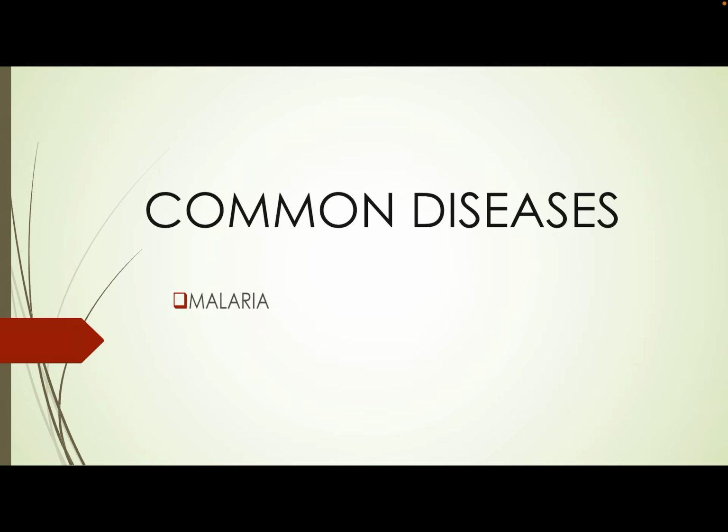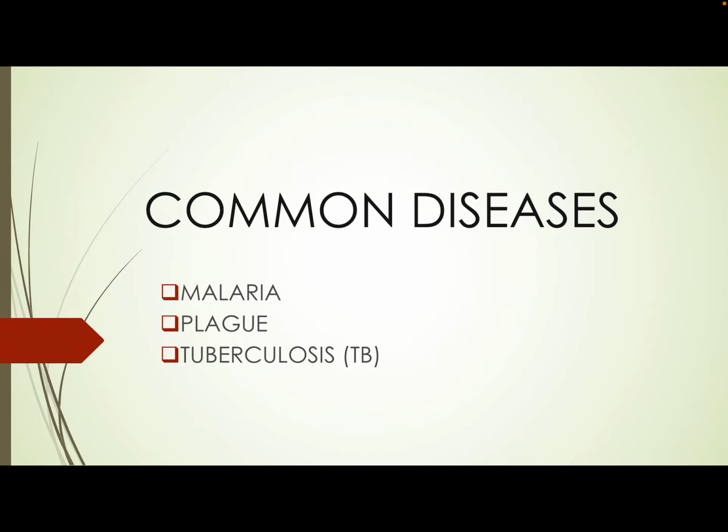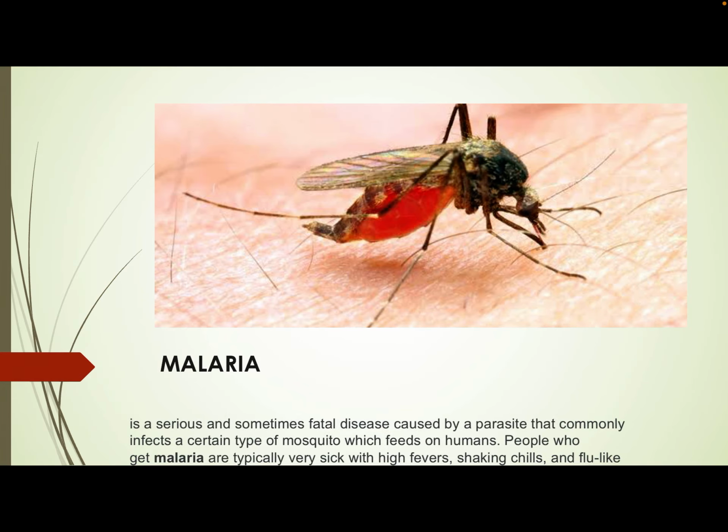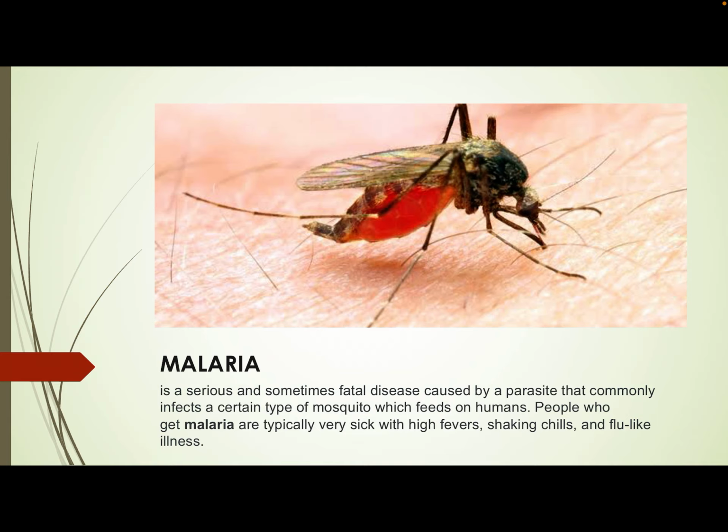Common diseases are malaria, plague, tuberculosis, and syphilis. Malaria is a serious and sometimes fatal disease caused by a parasite that commonly infects a certain type of mosquito which feeds on humans. People who get malaria are typically very sick with high fevers, shaking chills, and flu-like illness.